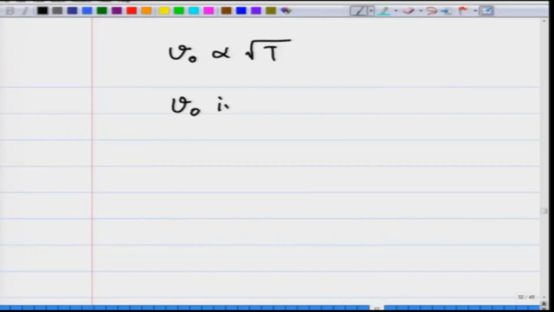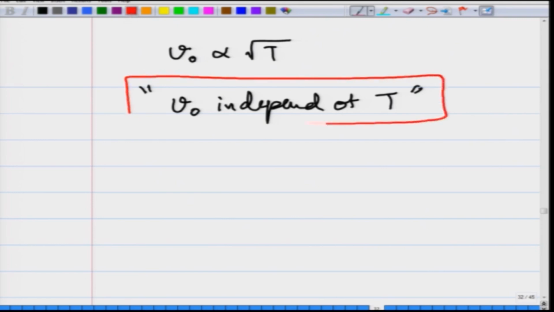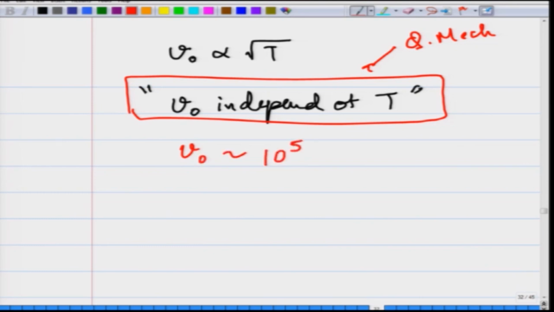In subsequent lectures we will use that to improve our model of the behavior of the electron inside the solid by introducing quantum mechanical concepts. And if you do that, then the velocity actually turns out to be completely independent of temperature. Apart from that, if you do the calculations using quantum mechanics, then we will show that the velocity turns out to be 10 raised to 6 meters per second.